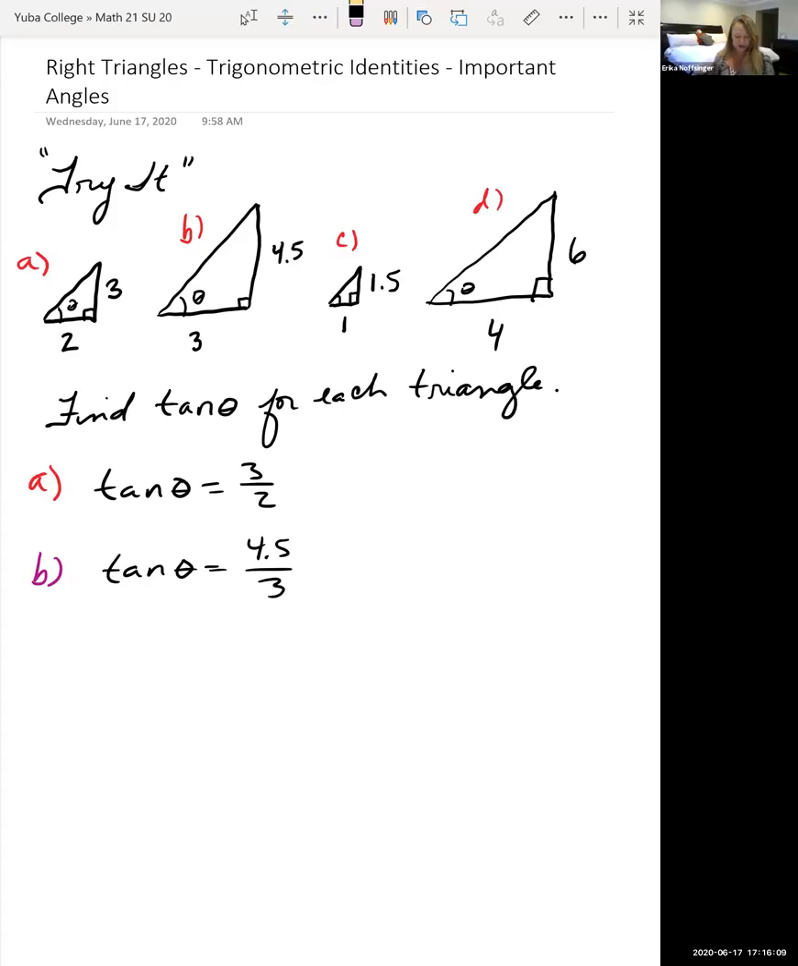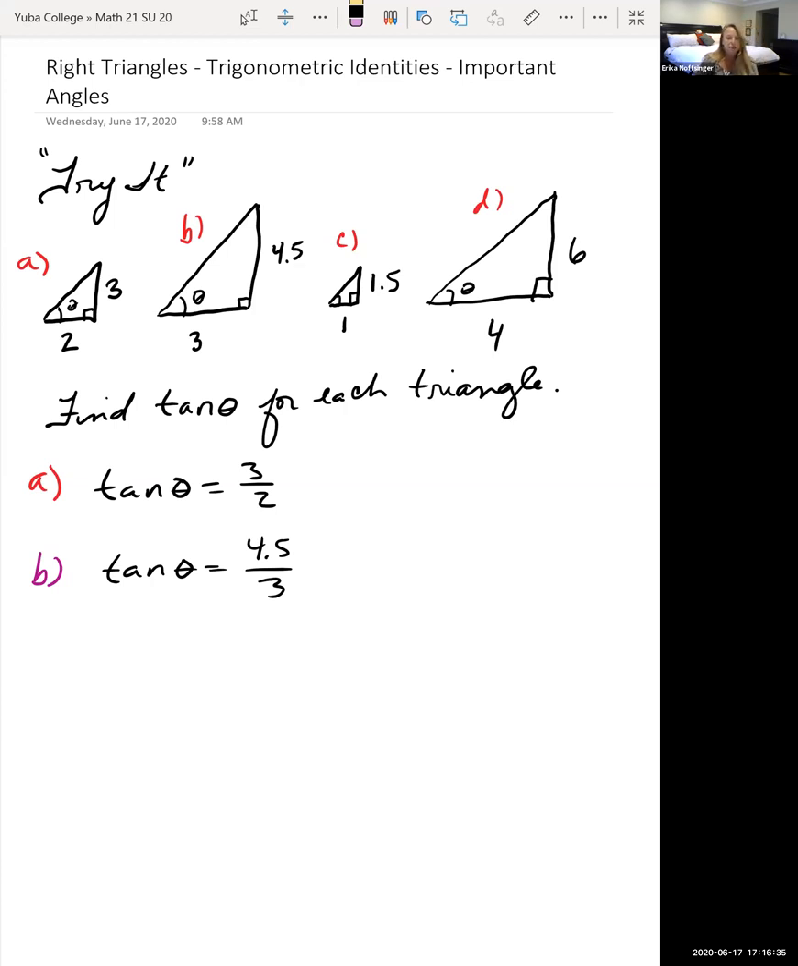Okay, so students started to try the problem, and we were able to figure out what tangent theta was. We knew that that was opposite over adjacent. We called it from SOHCAHTOA. And then for triangle A, a student had given that it was 3/2. Tangent theta is 3/2. For B, tangent theta is 4.5 over 3.